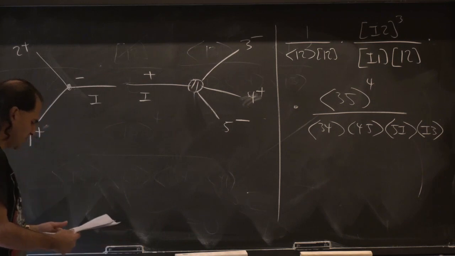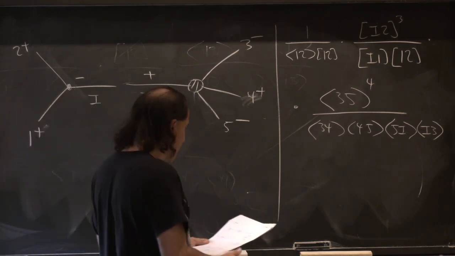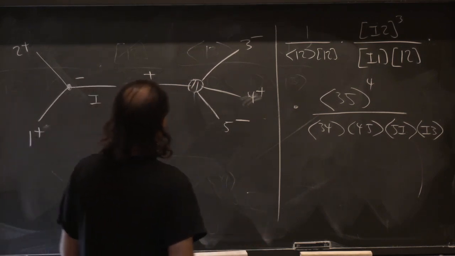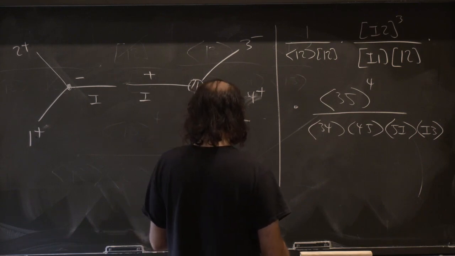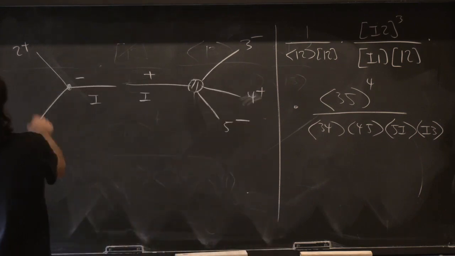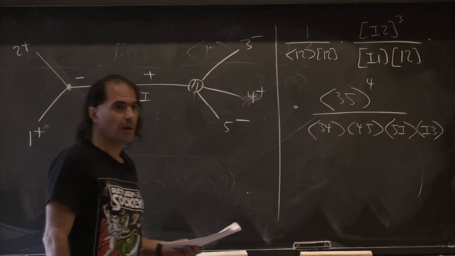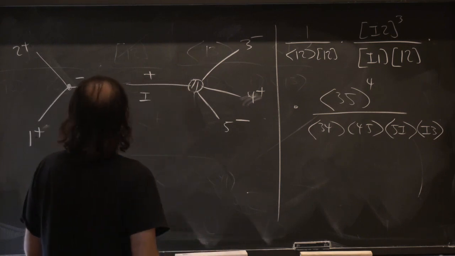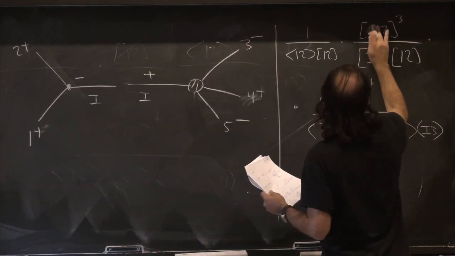No, I want one to be plus here. Sorry? No, because this is a plus-minus amplitude. Yes, so the first one you wrote down was ⟨12⟩ cubed. I'm sorry. Thank you.